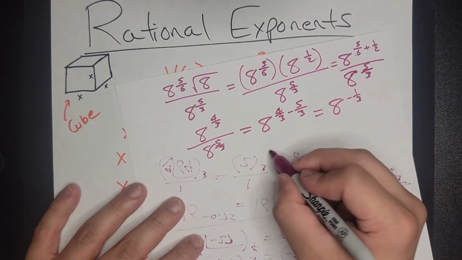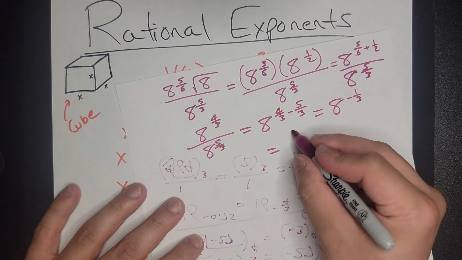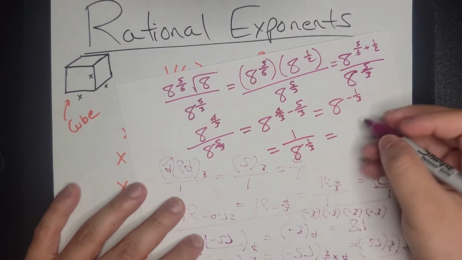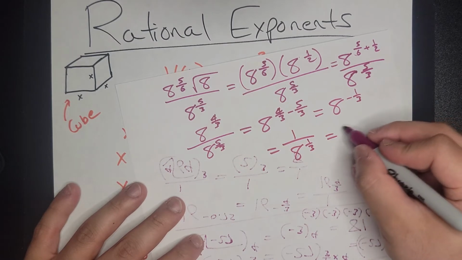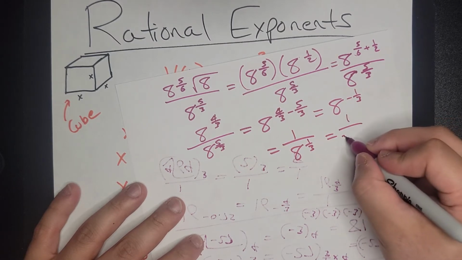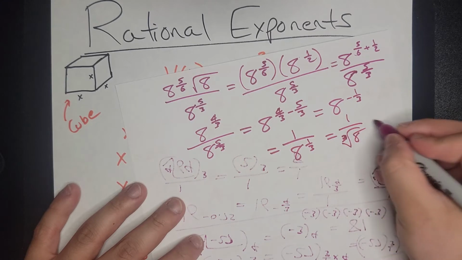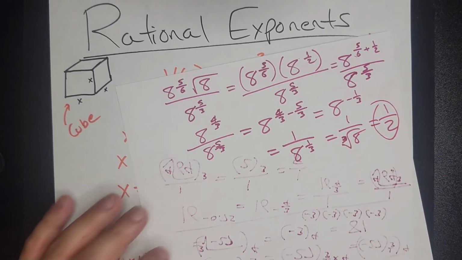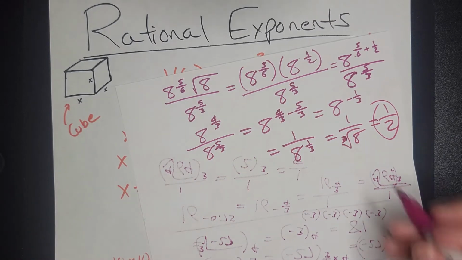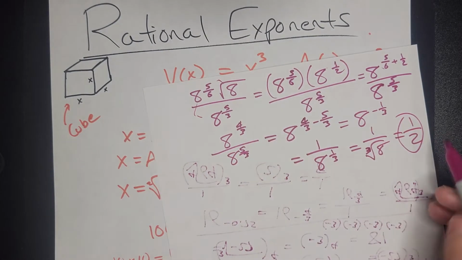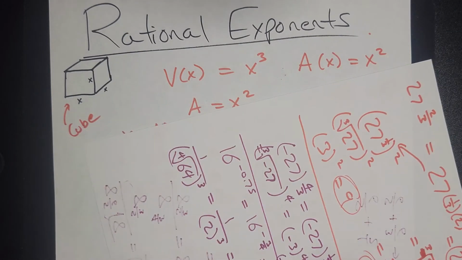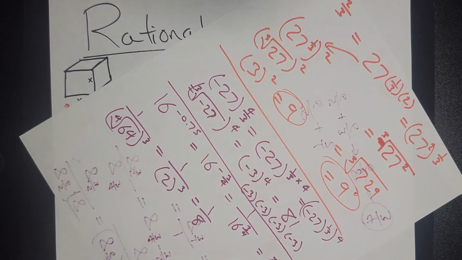which is the same as saying 1 over 8 to the power of 1 over 3, which is the same as saying 1 over the cube root of 8, which is 1 over 2. Wow. All that evaluated to 1 over 2. Yep, I deserve a break.